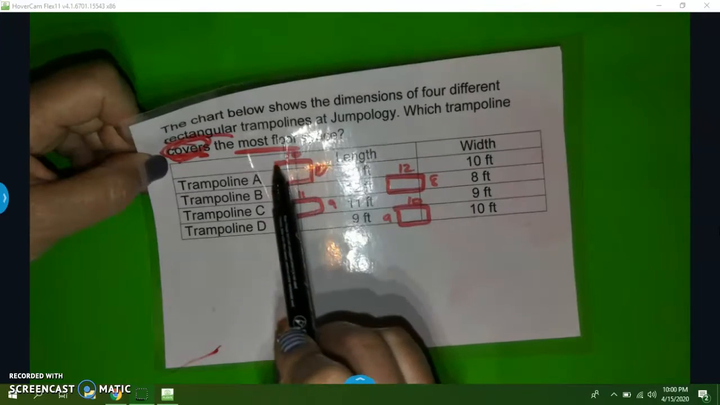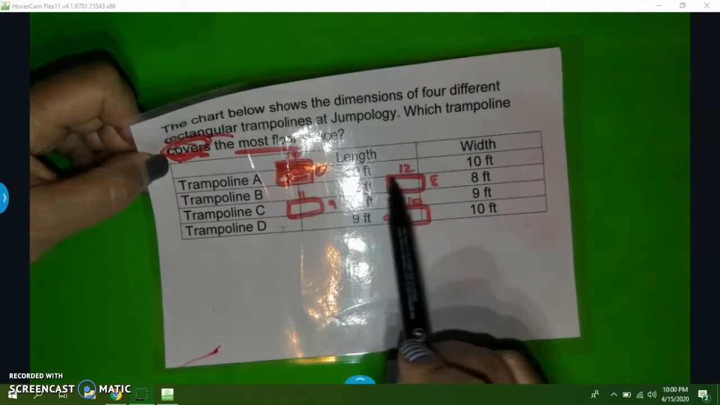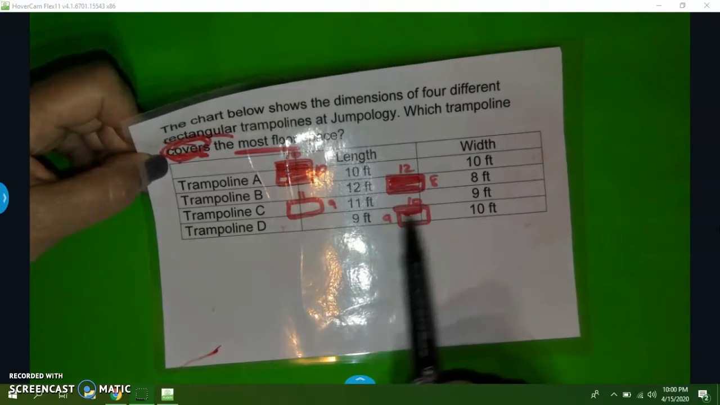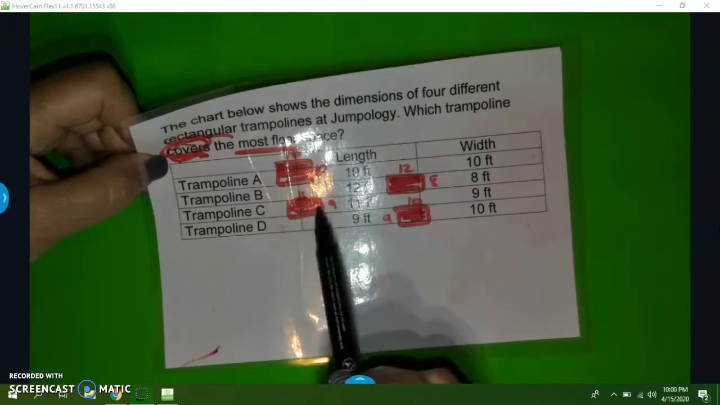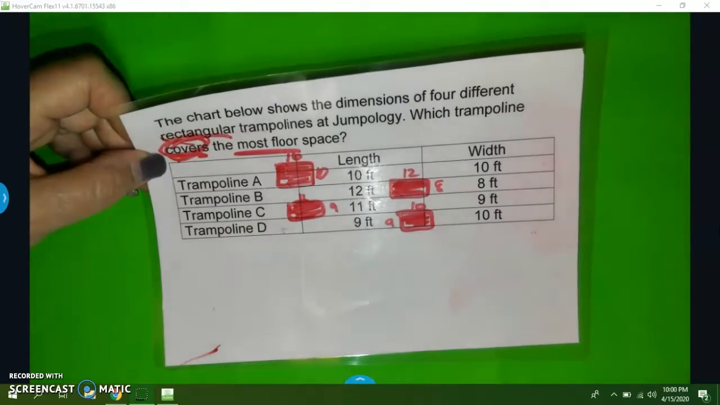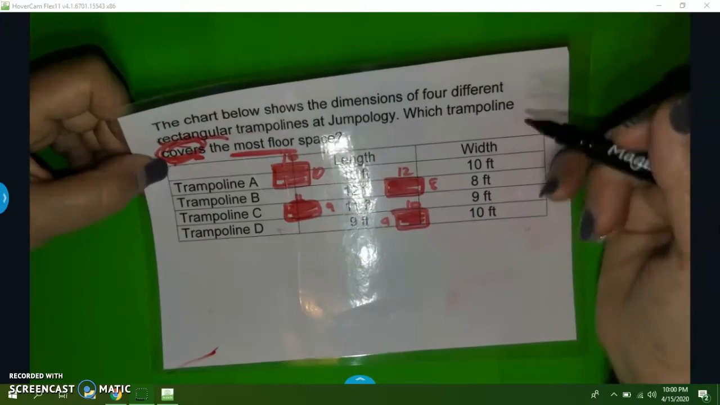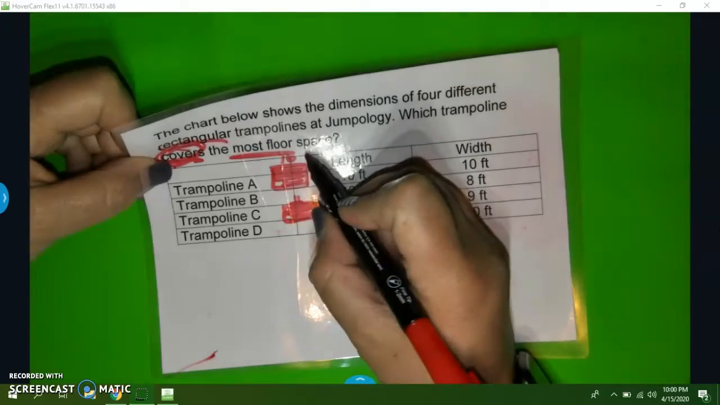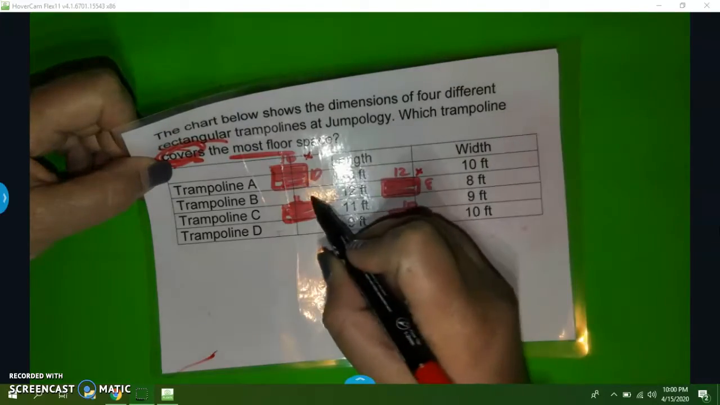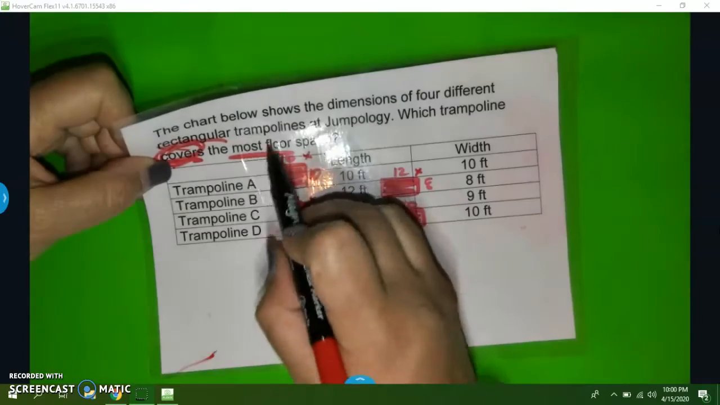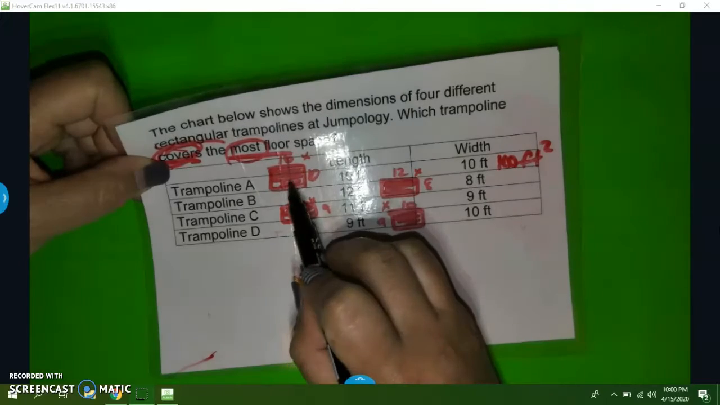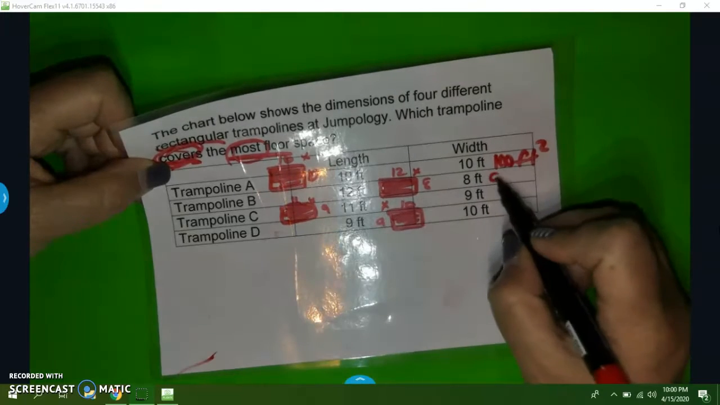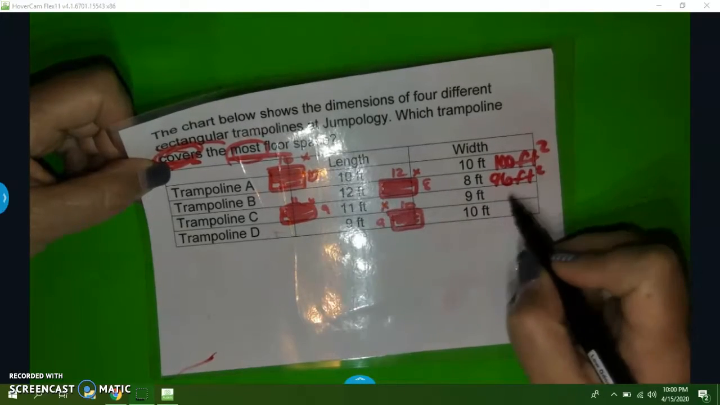Well, if I'm talking about how much space these cover, I'm talking about the area that they cover. So how many square feet of flooring they're covering. So basically I would be using my length times width formula since they're all rectangles. And I'm looking for the one that covers the most. So a 10 by 10 would give me 100 square feet of space. 12 times 8 would give me a 96 square foot area.